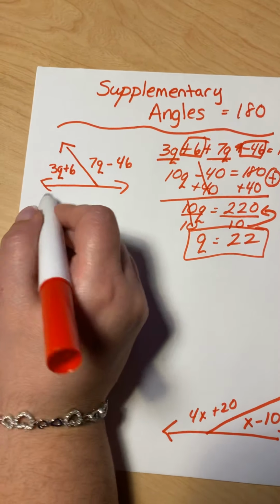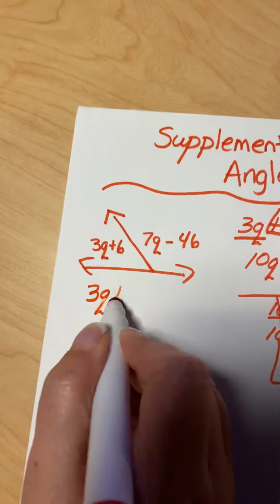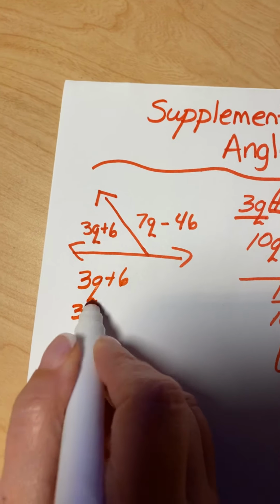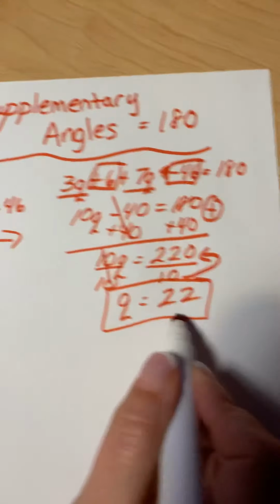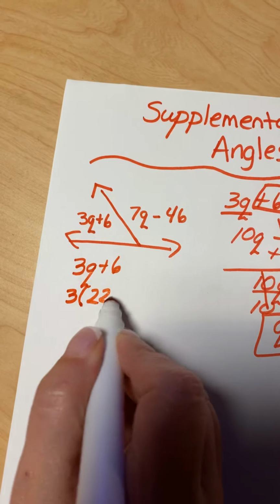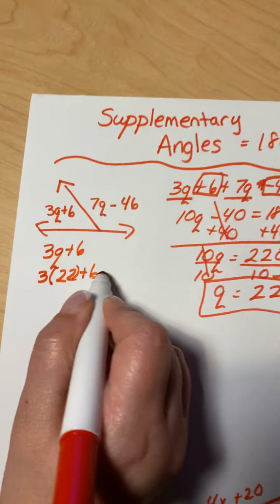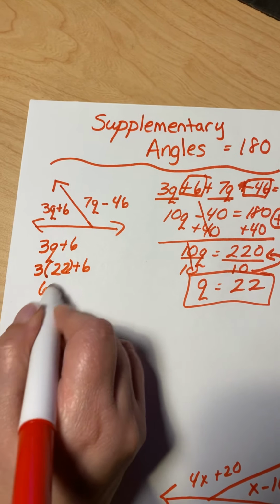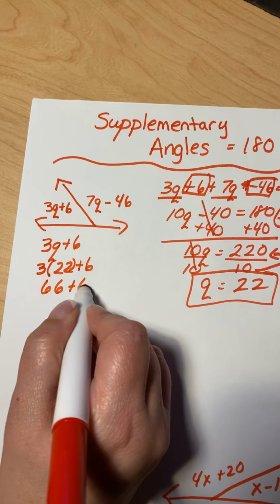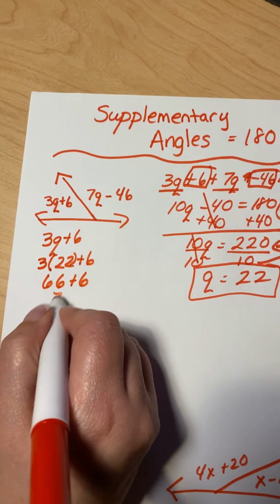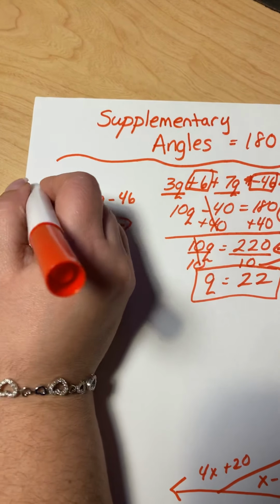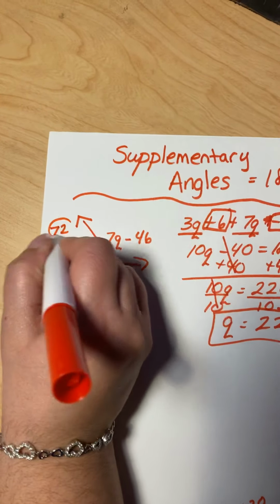of the angles. 3q plus 6. 3 times the value of q, which is 22, plus 6. 3 times 22 is 66, plus 6 gives me 72. So this angle is 72 degrees.